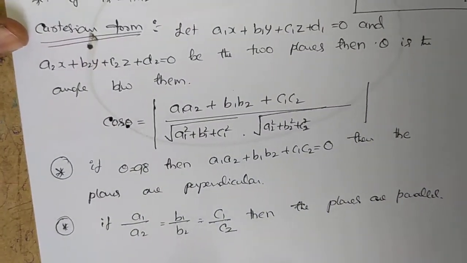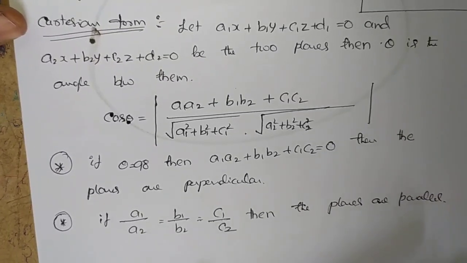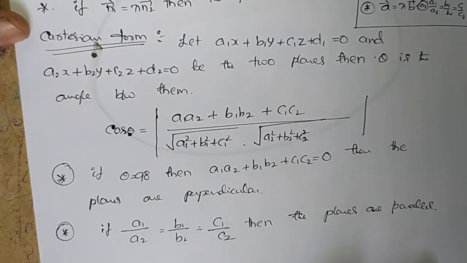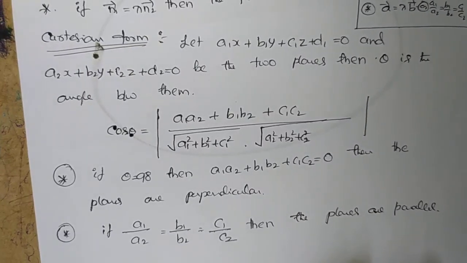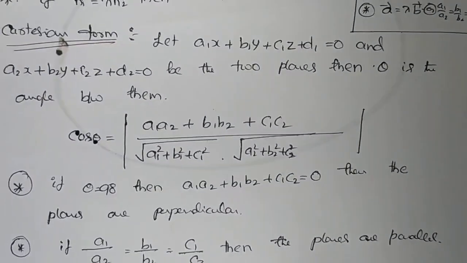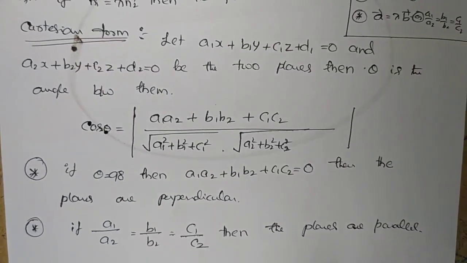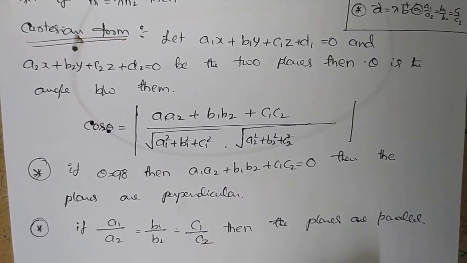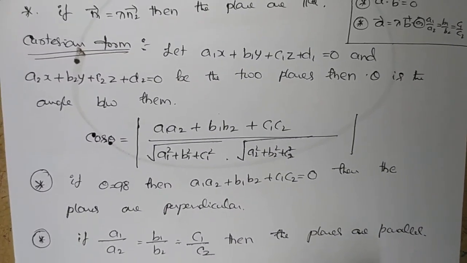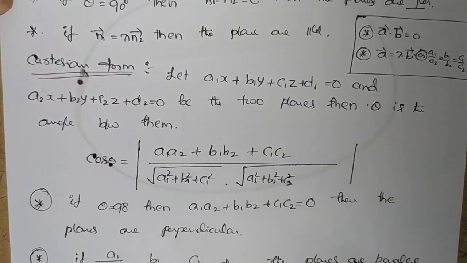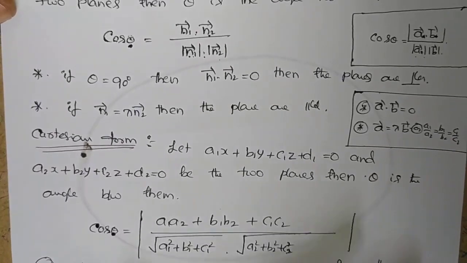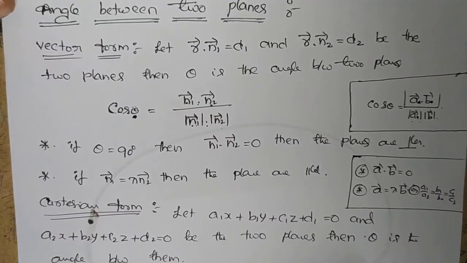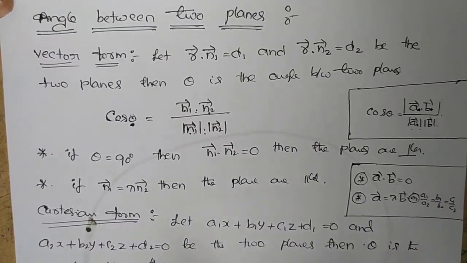Hence it is the Cartesian form. You just note down this vector form and Cartesian form in your notebook. If you want to take a screenshot, you can take it, and kindly do not make any mistakes in your notebook. Kindly maintain proper notes. So this is the Cartesian form, and this is the vector form. Understood?